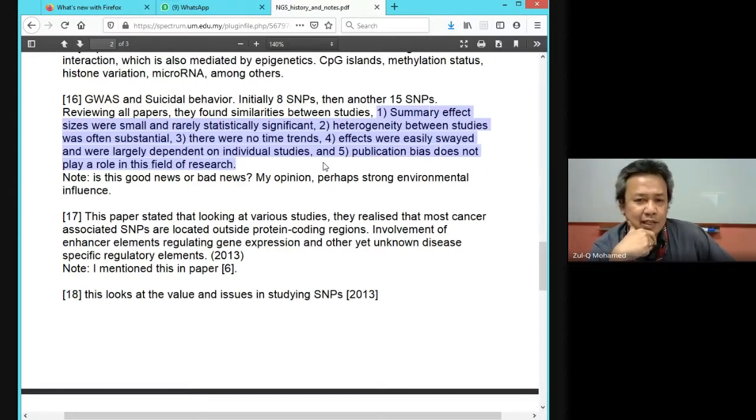Heterogeneity between studies was often found. Heterogeneity means between studies, this person found different results from the other. Right? Heterogeneity means that in one population it is caused by different genetic factors, other populations are caused by different genetic factors. There was no time trend.